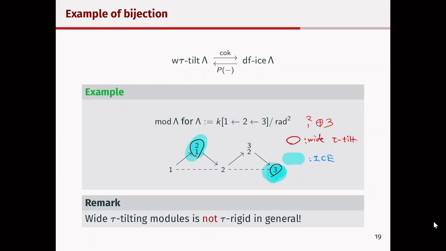But in this example, you can see that a wide tau-tilting module is not necessarily tau-rigid, because the tau of this in the module category is this. So we have this map. So in general, a wide tau-tilting module is not tau-rigid. So we have to replace the ambient module category with some wide subcategory, this. So the rigid property doesn't hold in general.